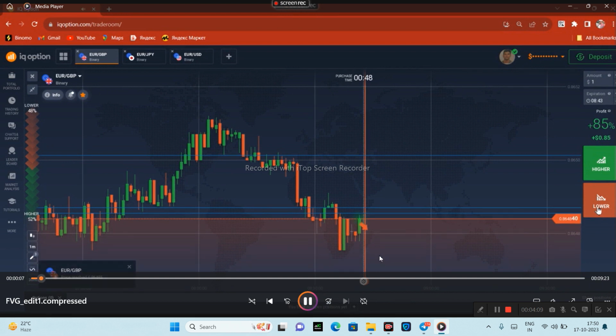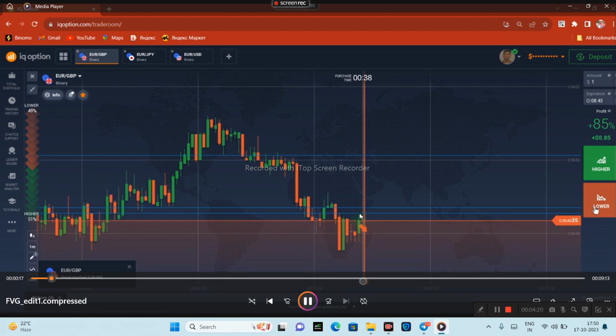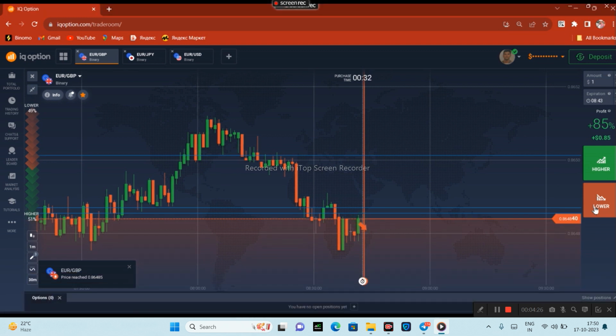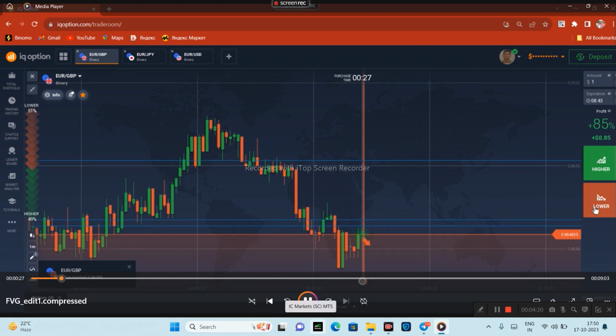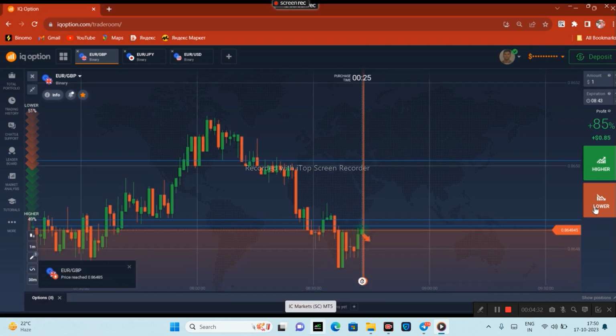Candle is approaching but still not touched. Maintain your patience until it does not touch. There is no need to place the trade. It may be harmful for our pocket. Okay, still not touched.